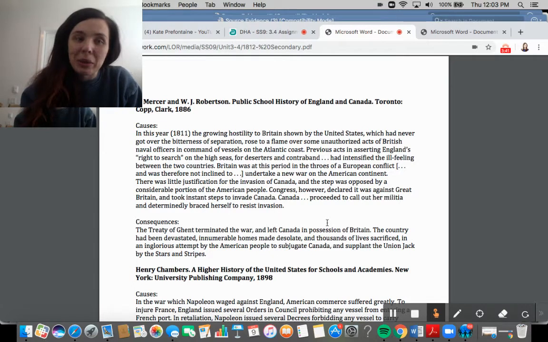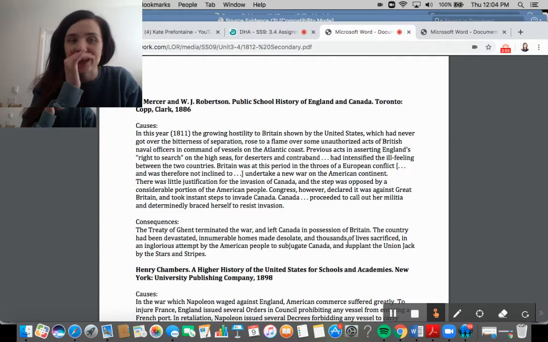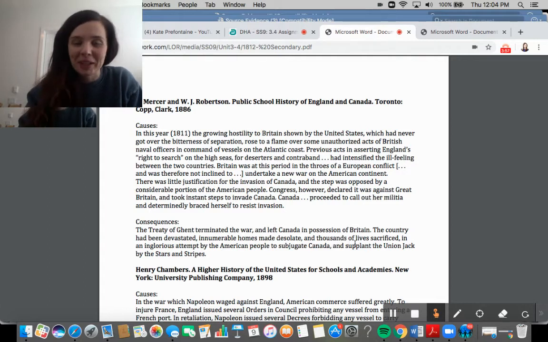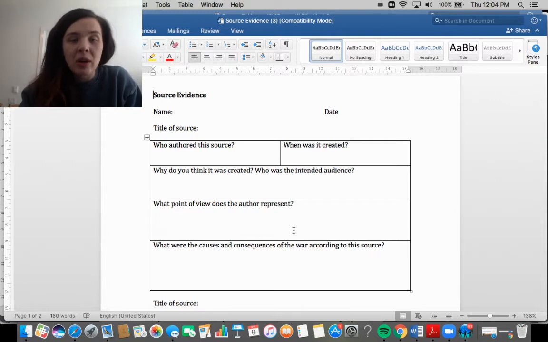But if we're talking about public school, who do you think is going to be reading this? Think of that, okay? Who's the intended audience? If it's at school, this is probably from a textbook, right? Okay, good. Then, what point of view does the author represent?